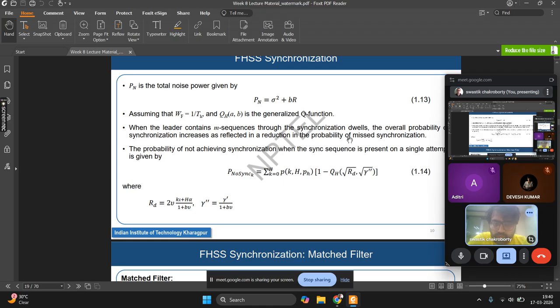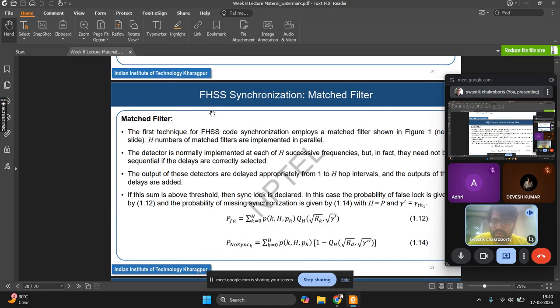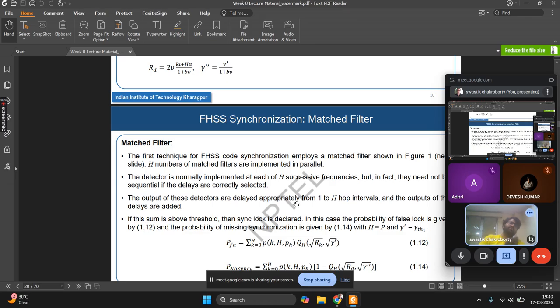Okay, now FHSS, this is the missynchronization or misdetection. So these are the probabilities. Now we come to a new method of FHSS synchronization, which is the matched filter. So matched filter means whatever signal is incoming, you try to make a filter that will give you a matched response to that. Matched response means your filter response should be a time delayed version of your signal.